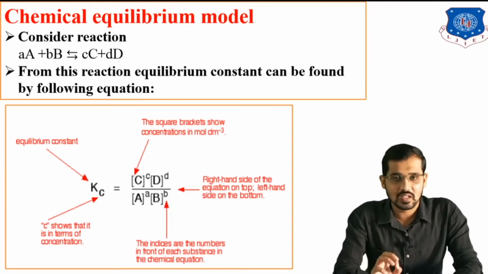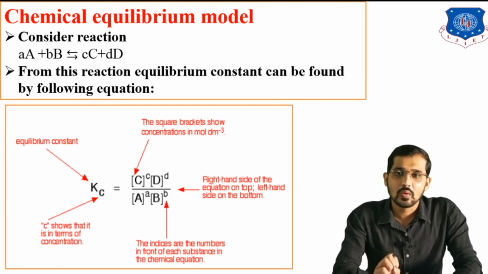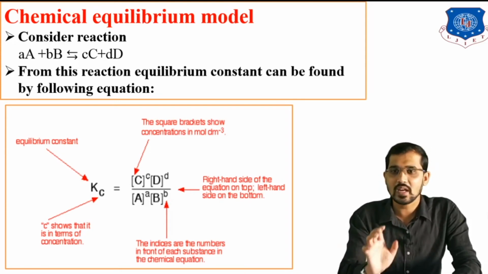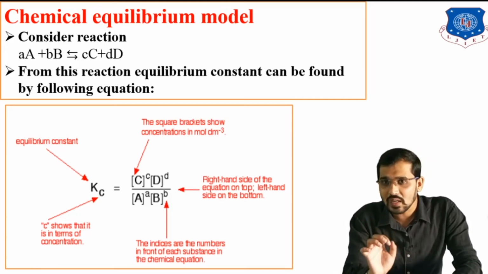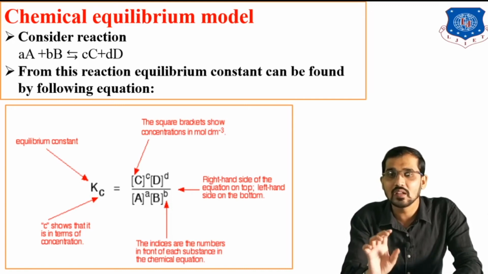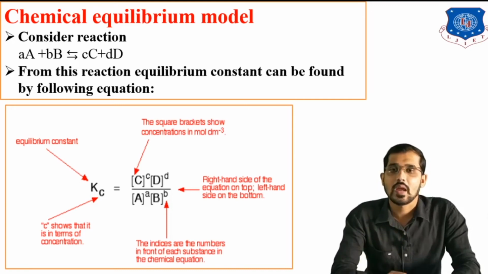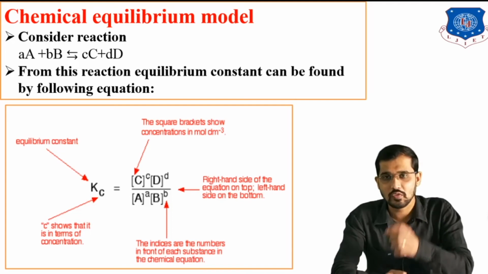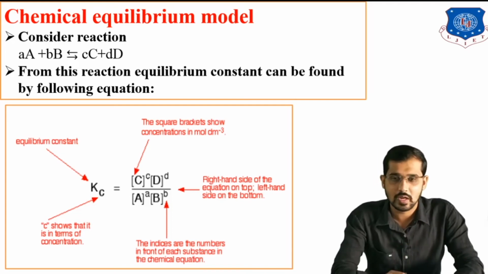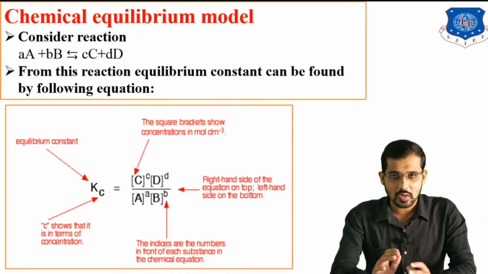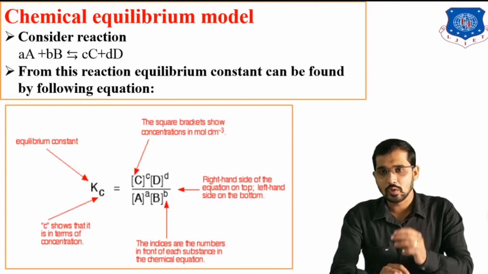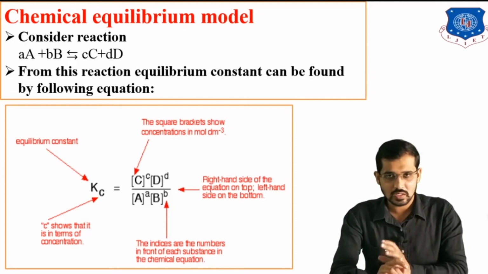So consider the reaction aA plus bB gives cC plus dD. The reactants are capital A and capital B, and the products are C and D. Here small a, small b, small c and small d are the stoichiometric coefficients, and you have to write all the stoichiometric coefficients as powers whenever you write the equation for the equilibrium constant. So in this chemical equilibrium model, we are going to develop the equation for the equilibrium constant, that is Kc.